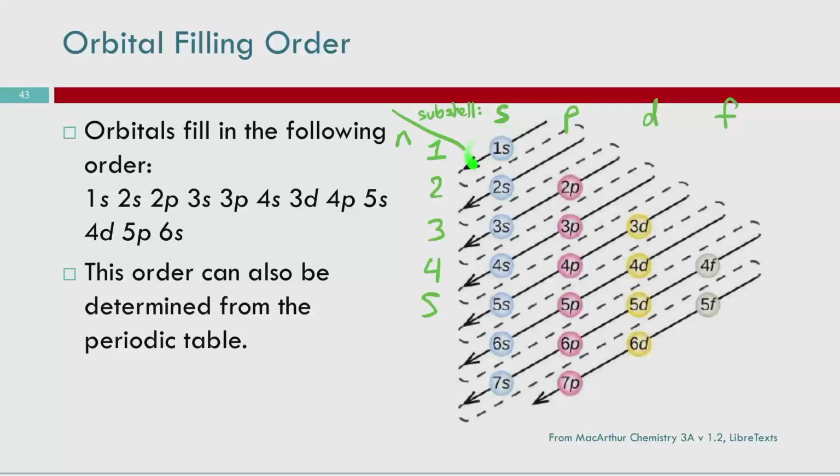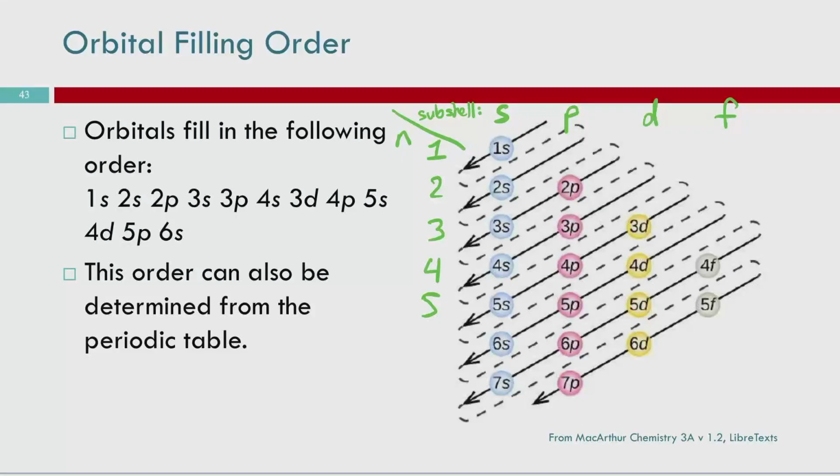For n equals 1, the only subshell we have is S, so we don't put anything into 1p. For n equals 2, we've got S and P. In 3, that's when we unlock D, so we've got 3S, 3P, 3D. And once we've filled out that layout, then we read across at a diagonal, moving from the top right to the bottom left. That's what all these arrows are for. So we'd fill in 1S, 2S, 2P, 3S, 3P, 4S, 3D, 4P, 5S, etc.